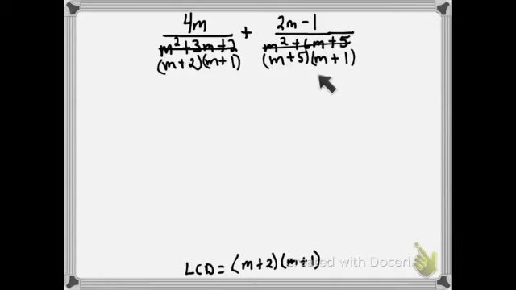But we've already got this m plus 1. We don't have to put it again because it's already there. But we do need this m plus 5. And so we're going to add that. So we have m plus 5. And now this m plus 2, m plus 1, m plus 5 is all our least common denominator.